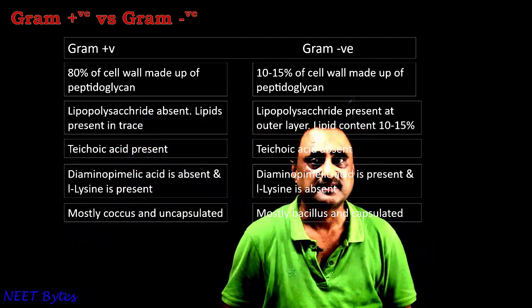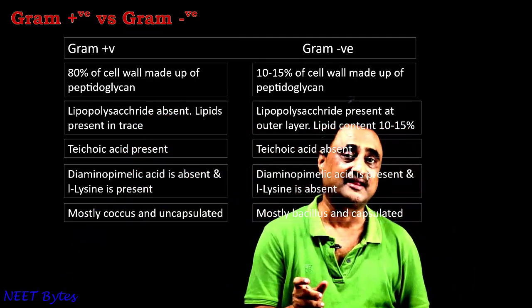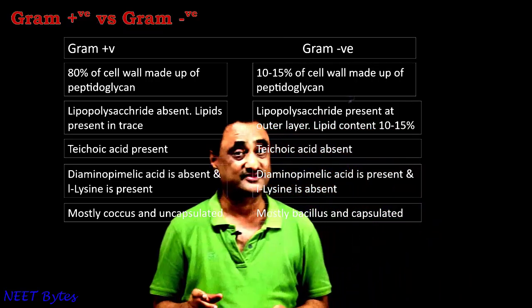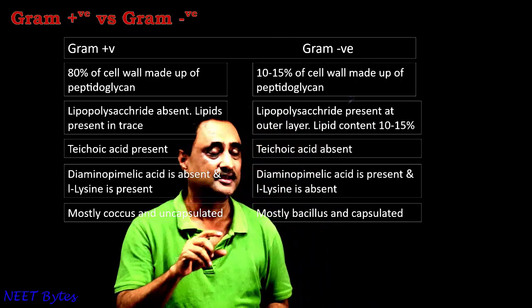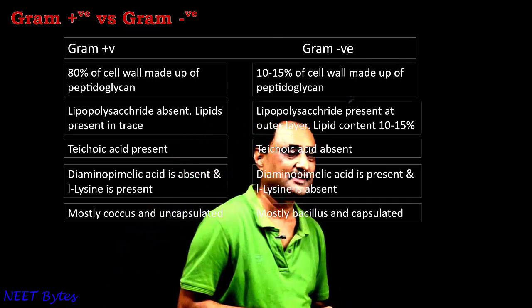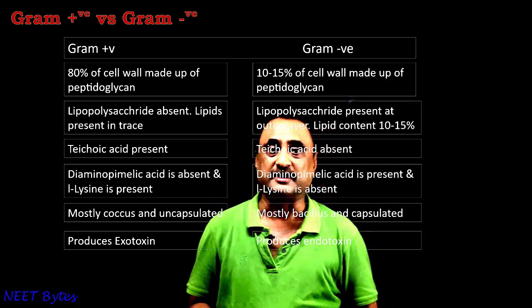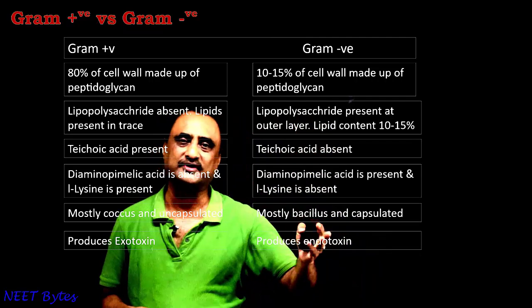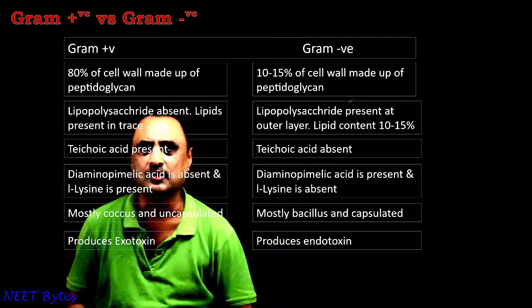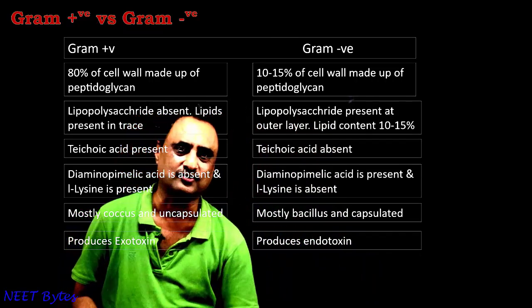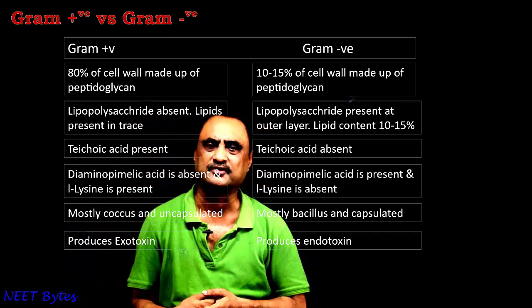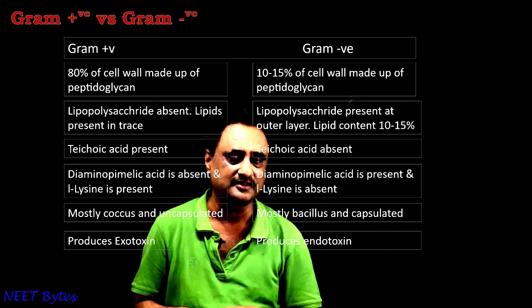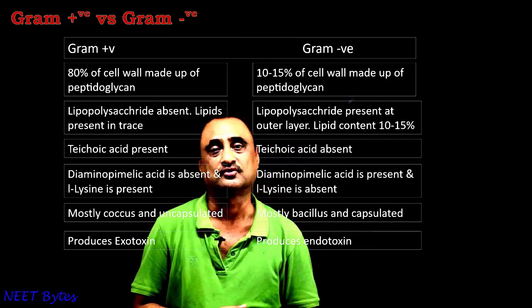As far as gram positive bacteria are concerned, mostly they are cocci and uncapsulated, right? But gram negative bacteria are mostly bacilli, that is rod shaped, and they are capsulated. Okay? And finally, gram positive bacteria produce exotoxin and gram negative bacteria produce endotoxin. You might be wondering, what is the difference between exotoxin and endotoxin? In simple language, I can make you understand that the bite of a honeybee is like exotoxin, the bite of a snake is like endotoxin.